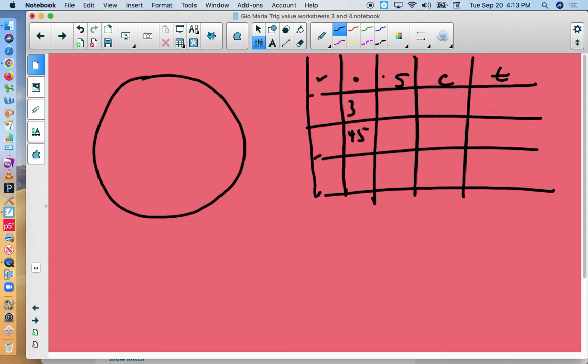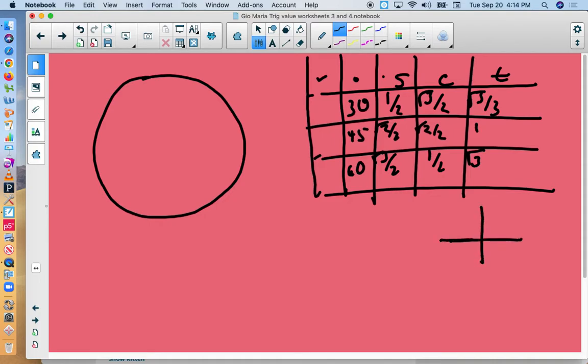3, 4, 5, 6. 1, 2, 3. 3, 2, 1. 3, 1, 3, 3. Divide these by 2. And square root. I'm guessing a lot of you use the IOU chart, but I also just use this with any radius. Like if the radius is 5, I'll look at the point 5, 0, 0, 5, negative 5, 0, 0, negative 5, just to make a point.